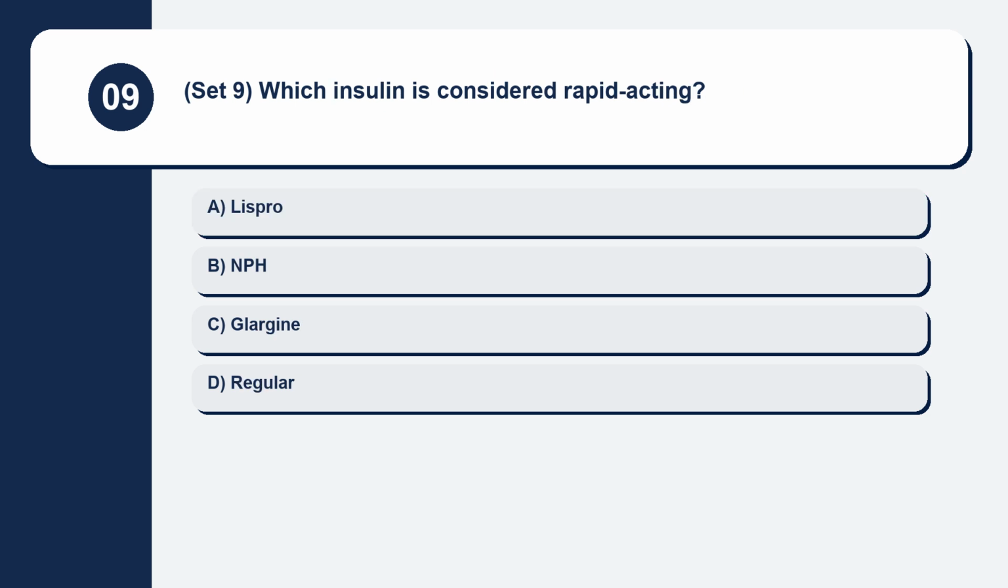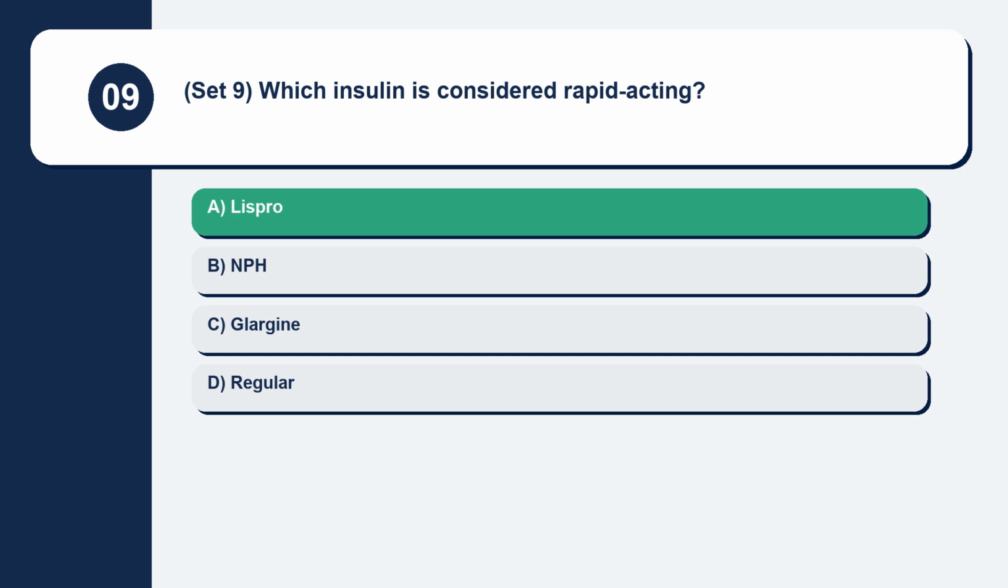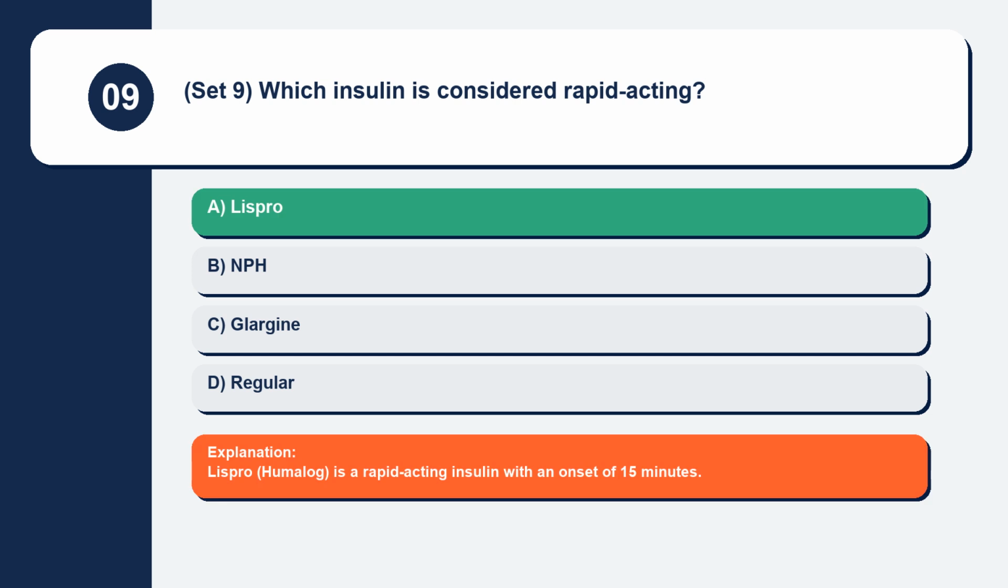Question 9. Set 9. Which insulin is considered rapid-acting? Lispro, NPH, Glargine, regular. Lispro, Humalog, is a rapid-acting insulin with an onset of 15 minutes.